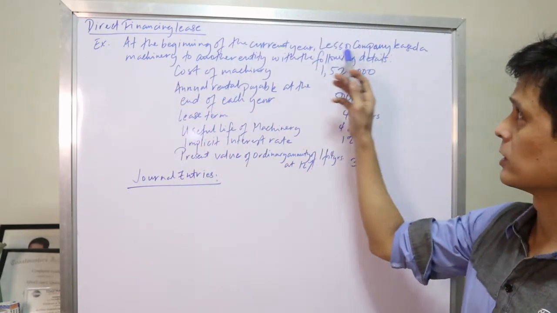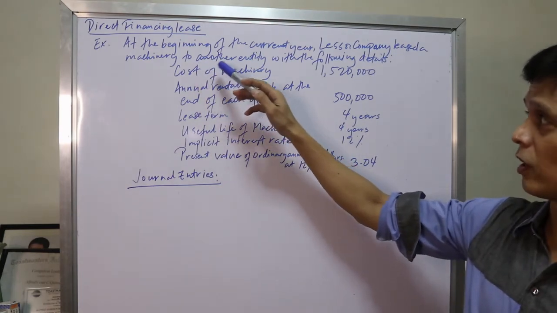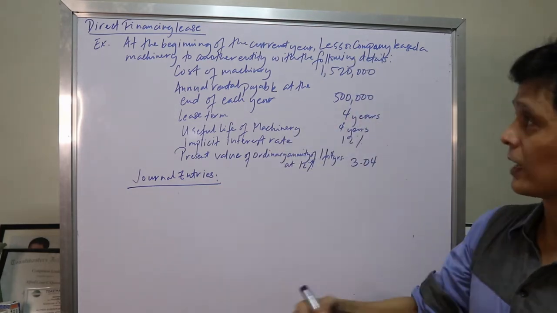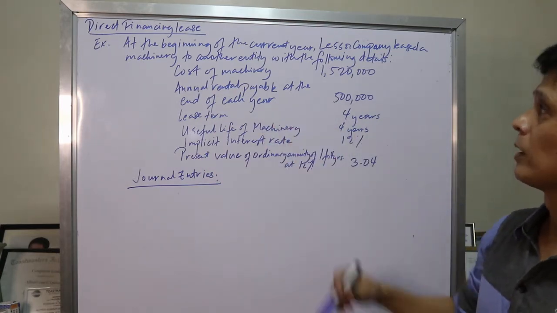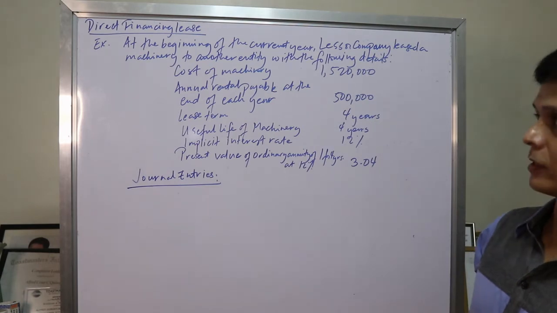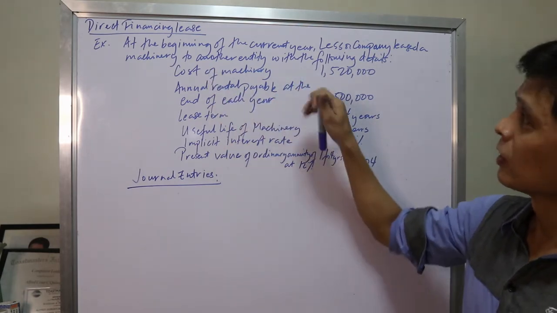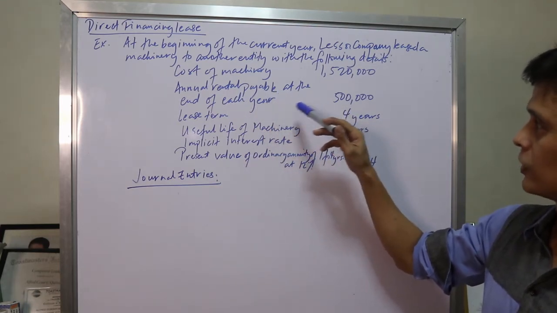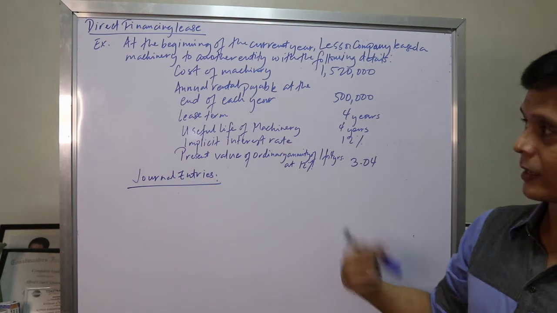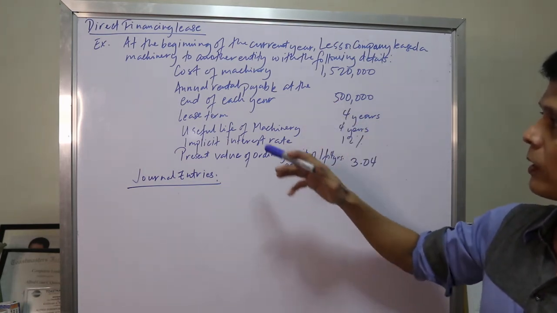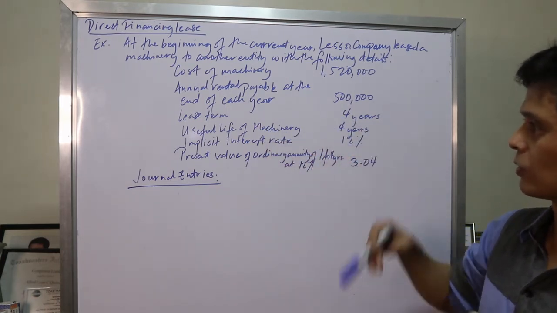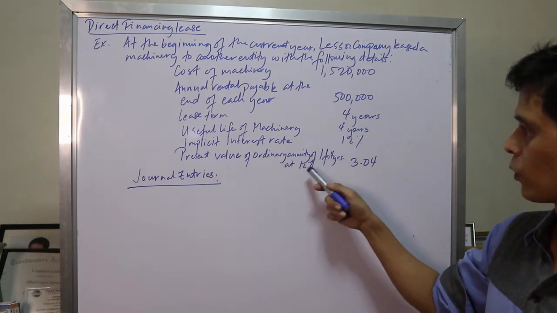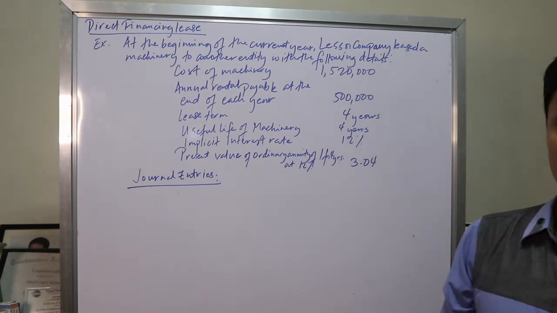So, at the beginning of the current year, lessor company leased a machinery to another entity as a finance lease, with the following details. Okay, so cost of machinery, this is 1,520,000. Annual rental payable at the end of each year, this is 500,000. So binabayaran tayo, kung tayo yung lessor, ng 500,000 each year. Lease term for 4 years, useful life of the machinery is also for 4 years, and implicit interest rate is 12%. Now, the present value of ordinary annuity of 1 for 4 years at 12% is 3.04.